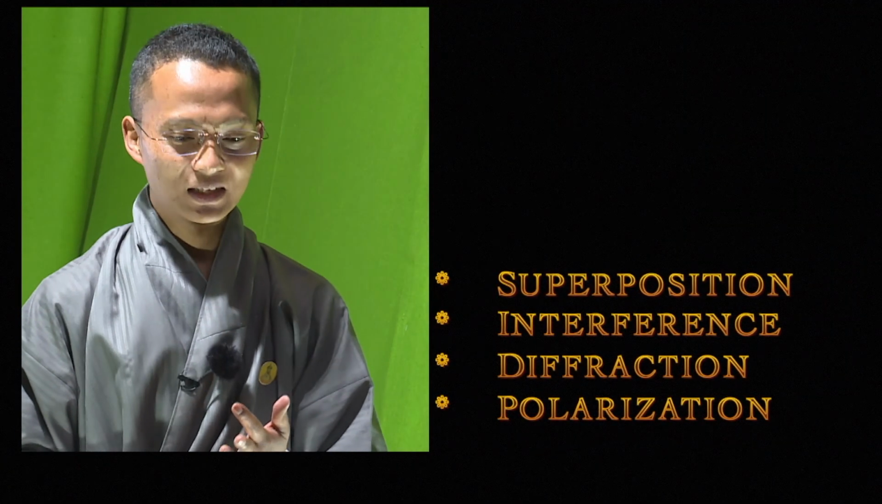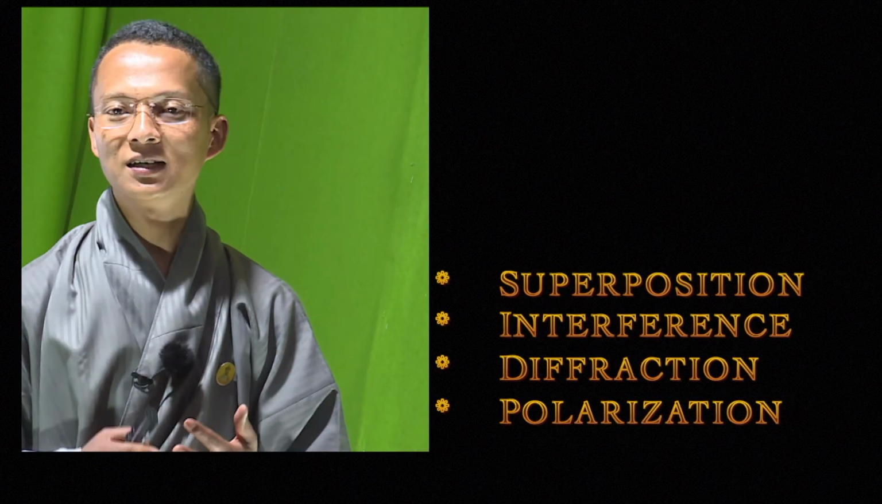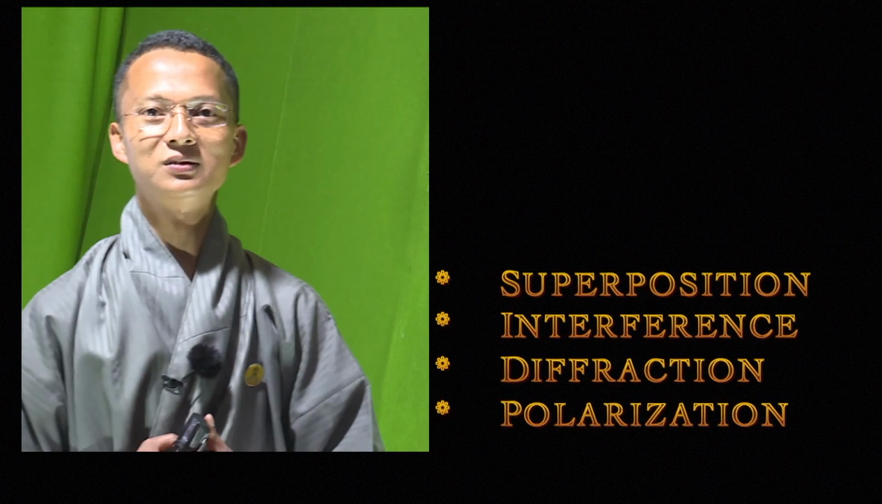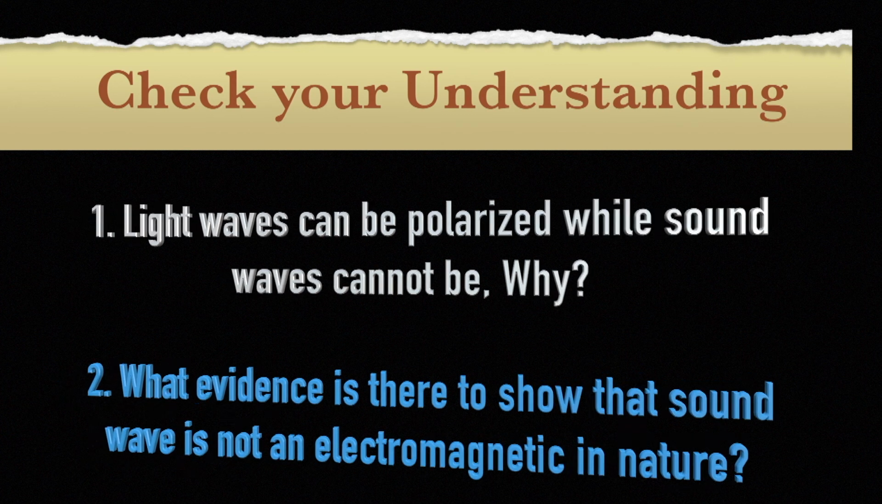In today's lesson, we looked into the concept of superposition of waves, that is interference, and we looked at the diffraction of light, and we looked at the polarization of light. And now to end the lesson, you can do these questions as an extended work to check your understanding. So the first question is, light waves can be polarized while sound waves cannot be. So why? And the second one is, what evidence is there to show that sound wave is not electromagnetic in nature?